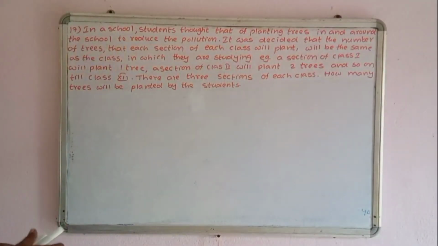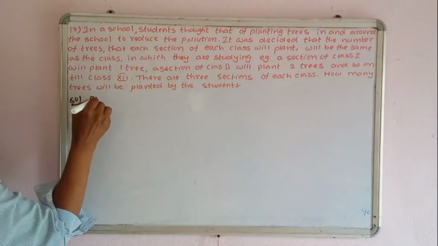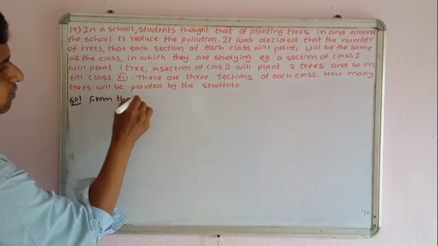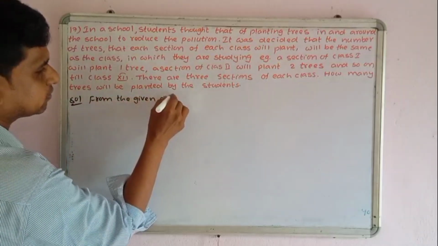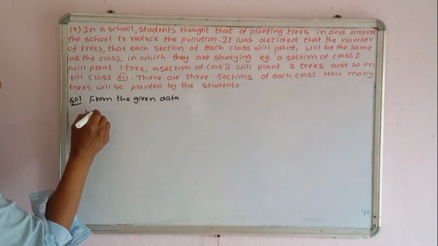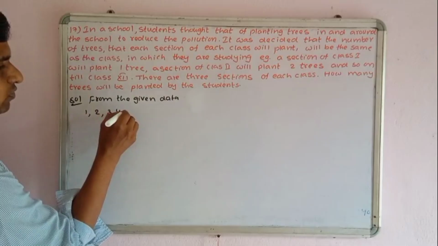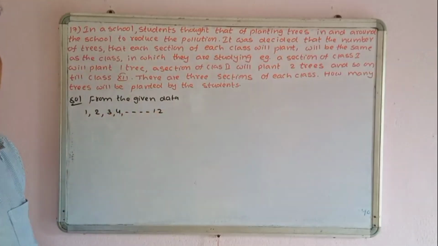Okay, see, once I want to explain this one. From the given data, listen carefully. From the given data, okay, section 1 student only 1 plant, class 2 student 2 plants, class 3 3, class 4 4, and so on up to how many, 12 classes.